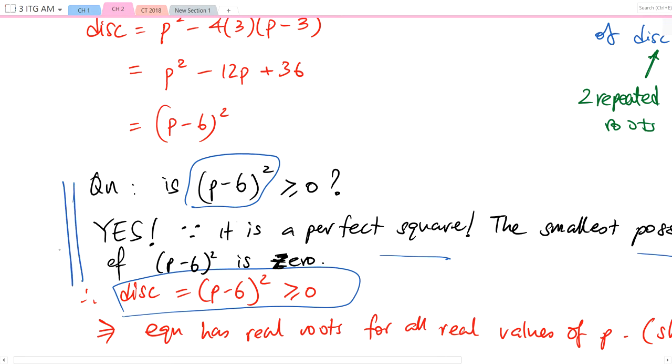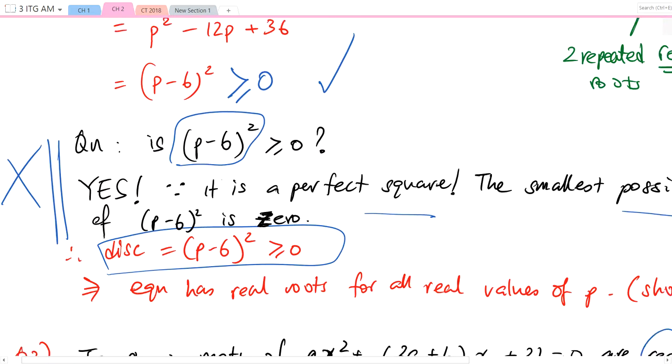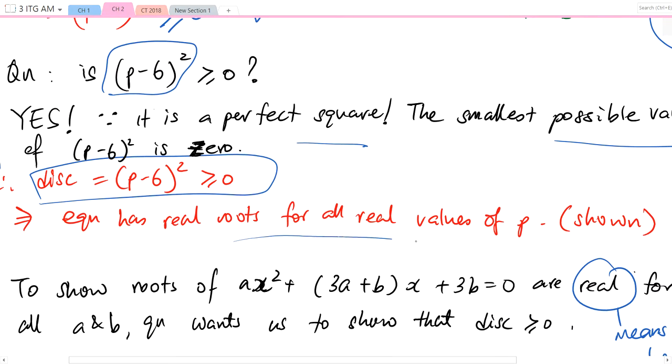Do we need to write all this down? No need. From here you just write greater than or equal to 0. You get it already. Okay? So the last part: the equation has real roots for all real values of p, shown. That's our final step. Okay? Any questions? Yes?